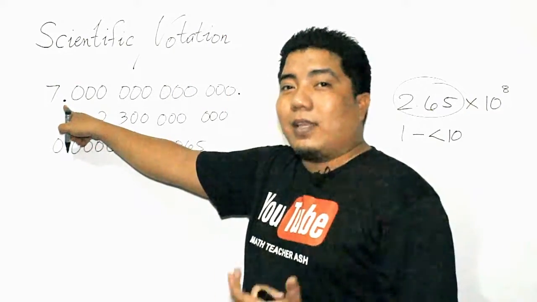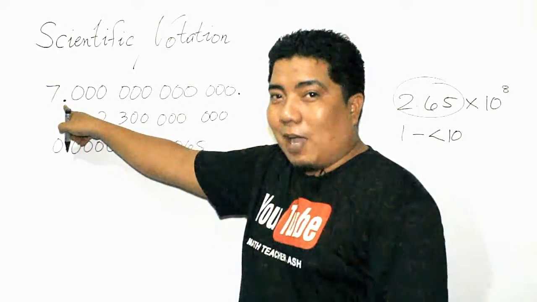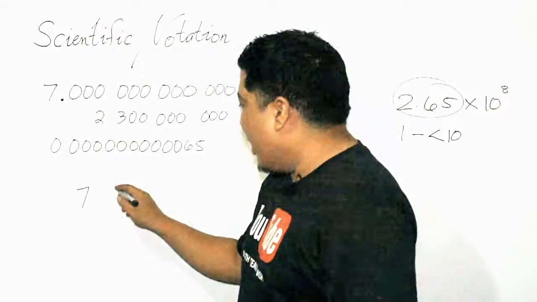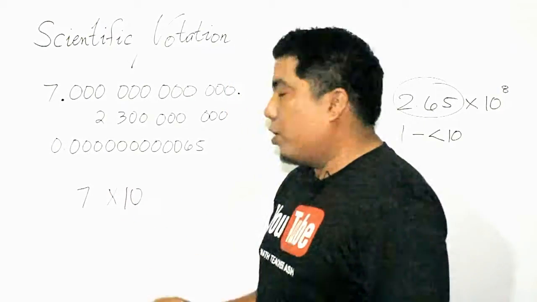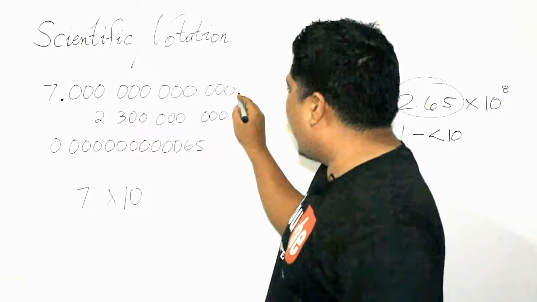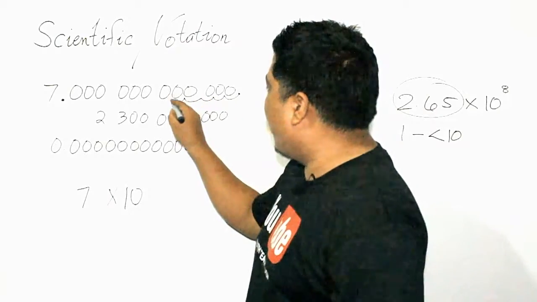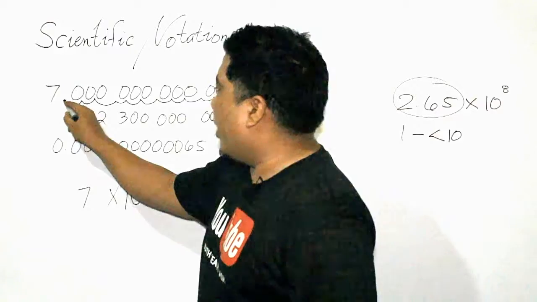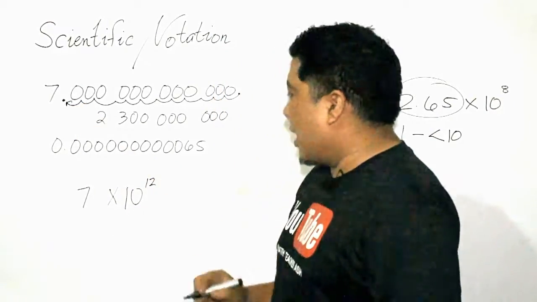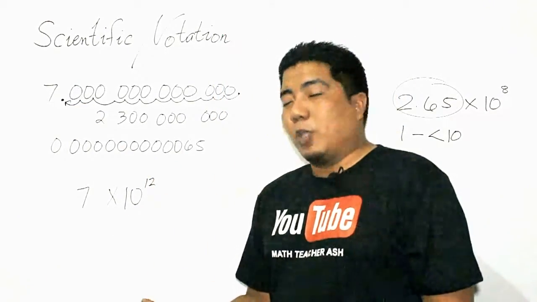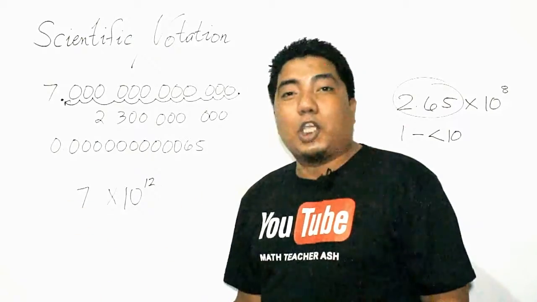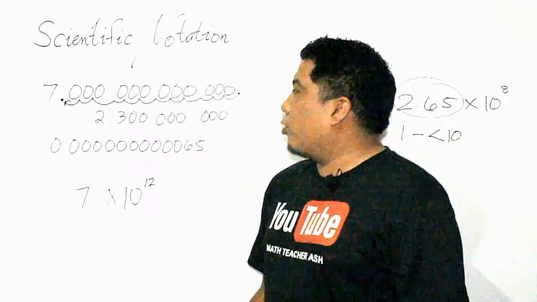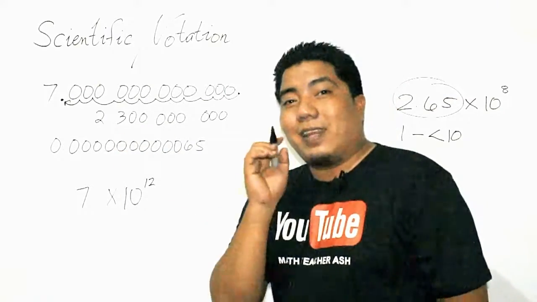So how do we write our scientific notation now? So we just write the 7, and then times 10 to the power of, that is 1, 2, 3, 4, 5, 6, 7, 8, 9, 10, 11, and 12. So that is times 10 to the 12th power. So this is the scientific notation of the 7 trillion. So now, how about 2 billion and 300 million.